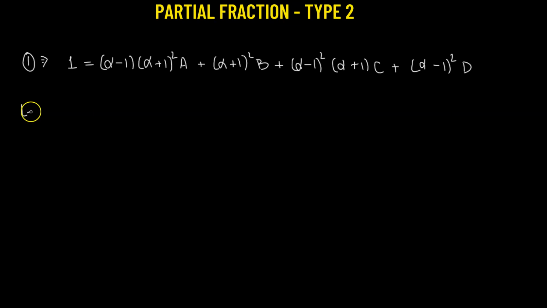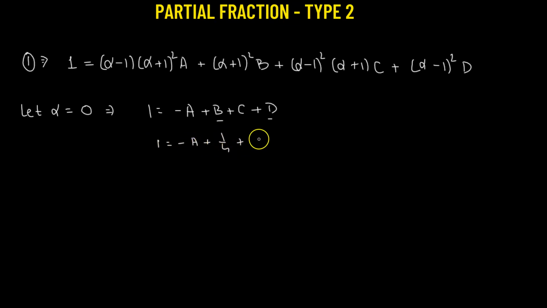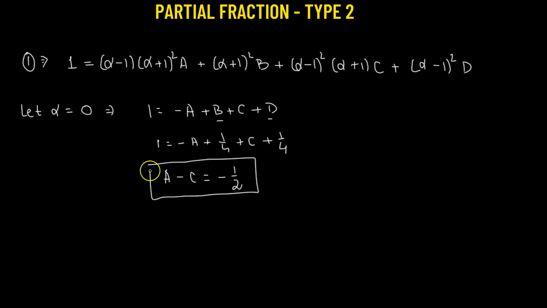Now this is an equation which is an identity in alpha. Since it is an identity in alpha, we're going to consider a few values of alpha. We're going to first consider alpha equals 0. If we substitute alpha equals 0 into this entire equation, this is going to give us 1 equals negative A plus B plus C plus D. Now we already have obtained the values of B and D, which came out to be 1 over 4. So we place 1 over 4 in place of B and D. This gives us the new equation: A minus C equals negative half.